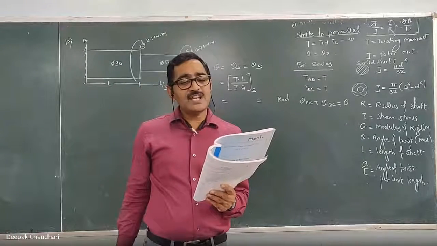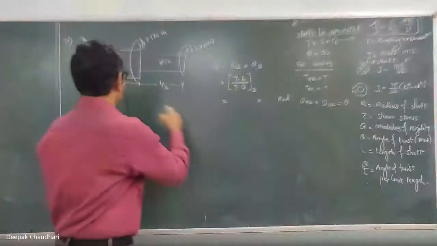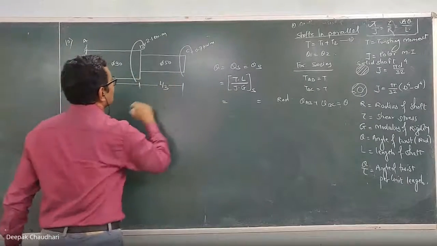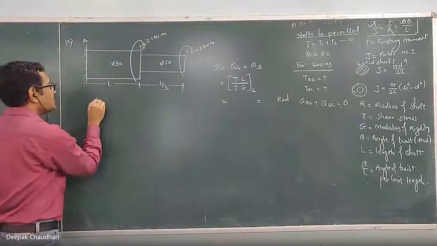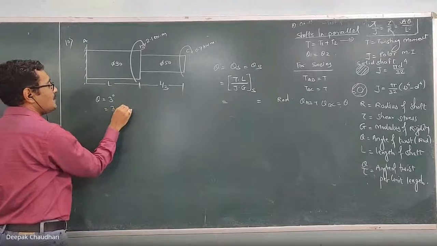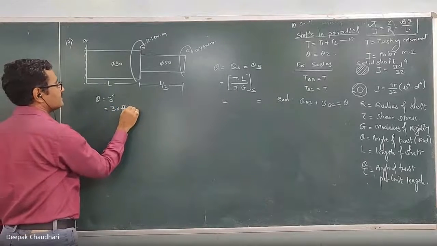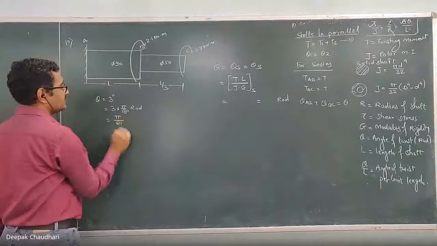Determine the length of the shaft AB and BC if the total angle of twist between A and C is 3 degrees. The total angle of twist is over the length of AB plus BC, over the length of AC. Here the total angle of twist is given as 3 degrees, which is equal to 3 into pi by 180 radians. That is pi by 60 radians.